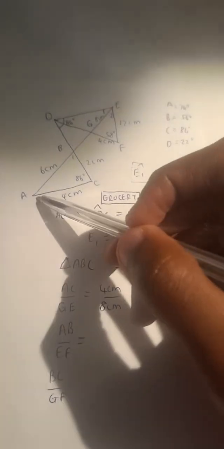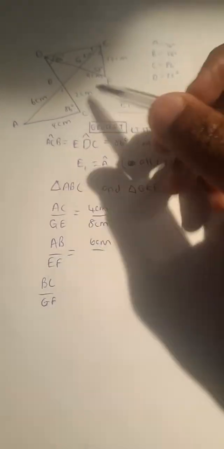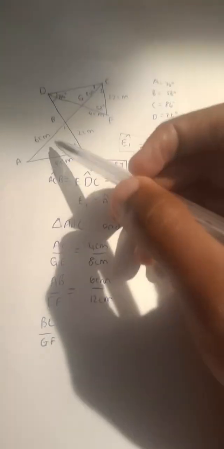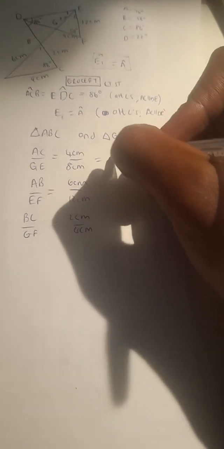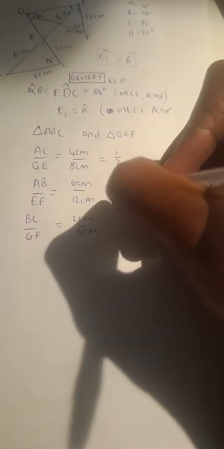AC over GE. AC is 4 centimeters. GE is 8 centimeters. AB is 6 centimeters. EF is 12. BC is 2 centimeters. And then lastly, GF is 4 centimeters. When you simplify all of this, what do you get, guys? 1 over 2, 1 over 2, 1 over 2.